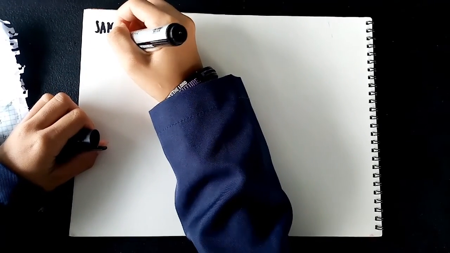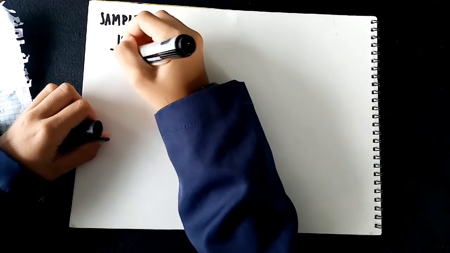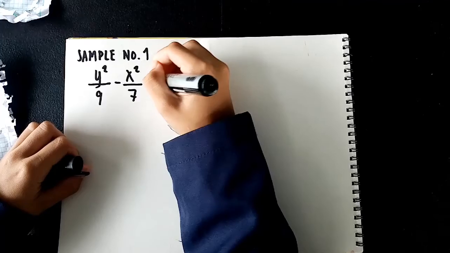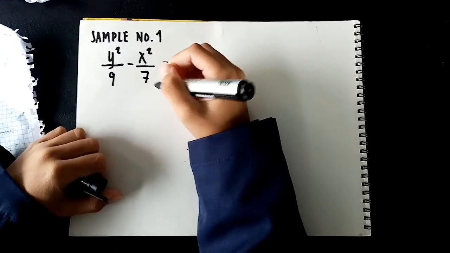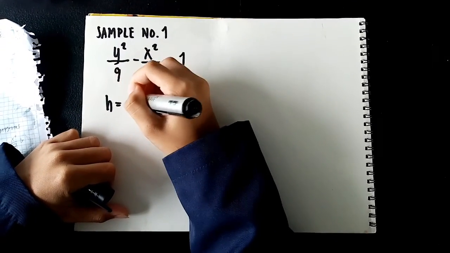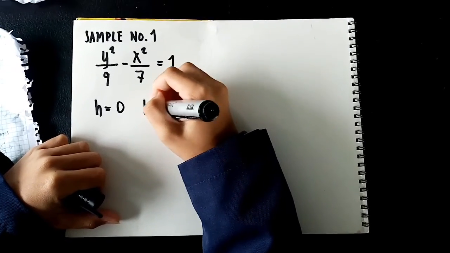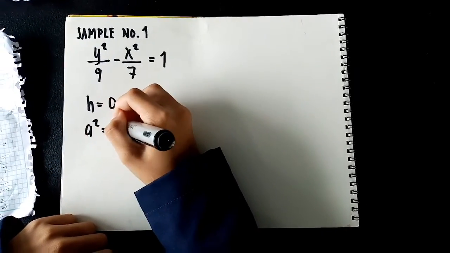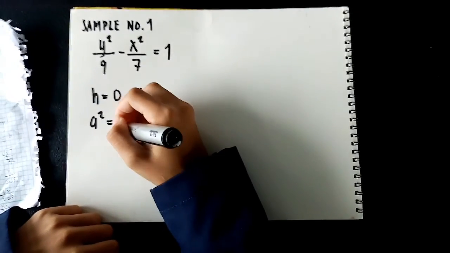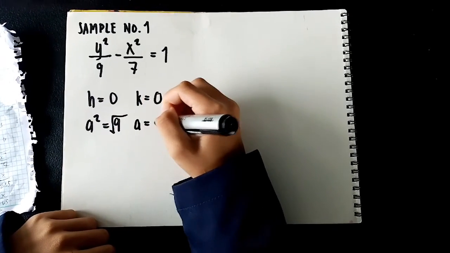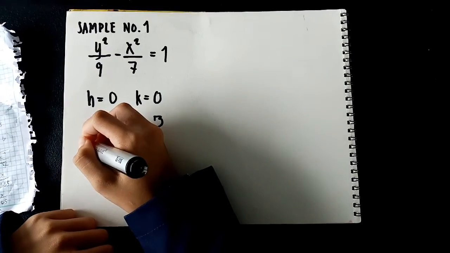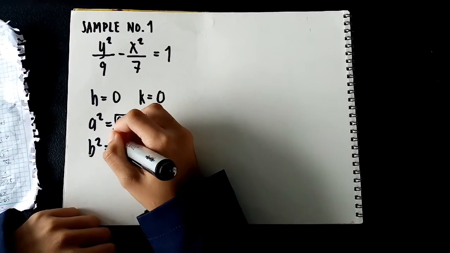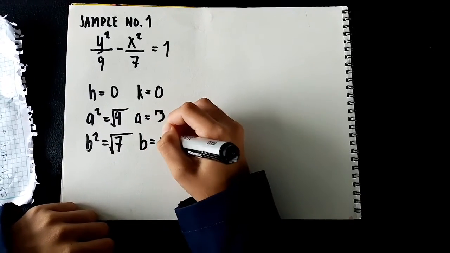Our given is y squared over 9 minus x squared over 7 equals 1. Therefore, h equals 0 and k equals 0. So how are we going to find a squared? It is 9, the square root of 9, that's how we find letter a. Our a will become 3. Then how do we find b squared? Bring down 7, square root it, and that's how we find b.